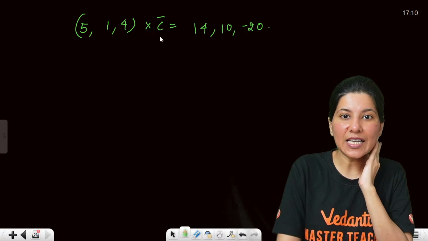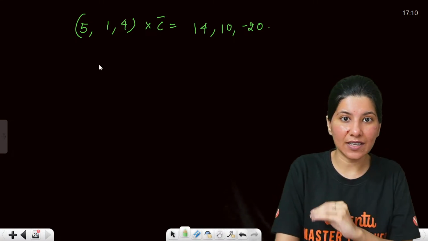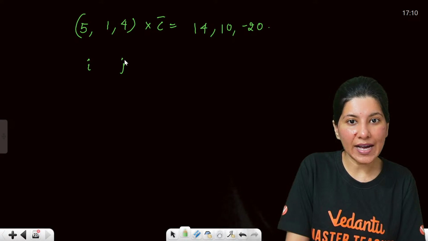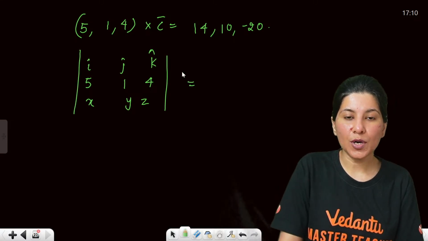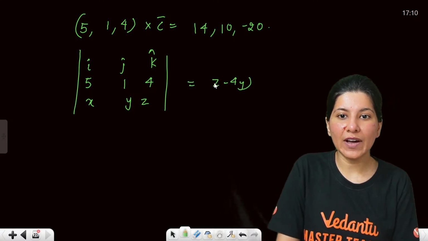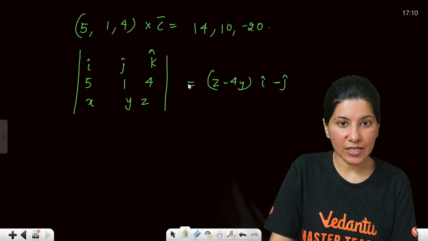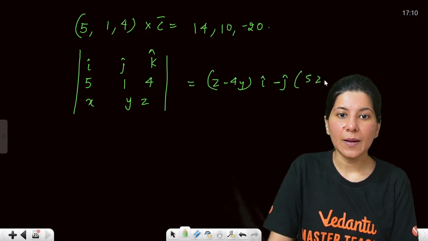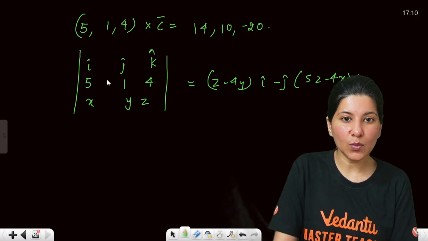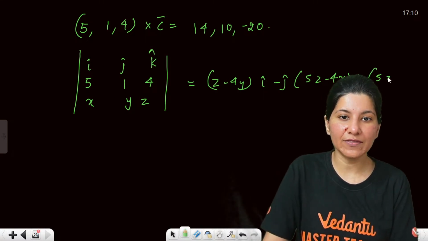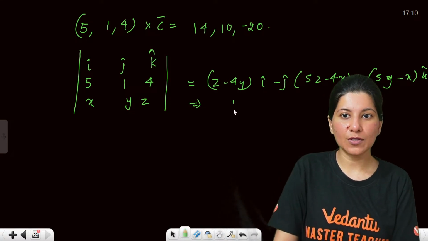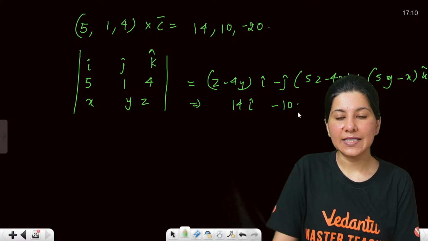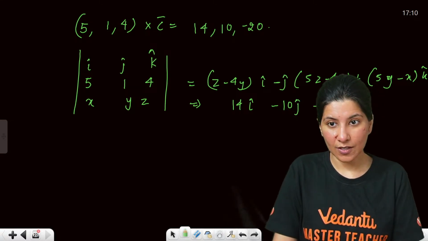So I will be taking the c vector as x, y, z. So now the left hand side will become i, j, k, 5, 1, 4, x, y, z. This will be what? Tell me. So z minus 4y i cap minus j cap. This is going to be 5z minus 4x. So equation solving is what we need to do. 5y minus x k cap. Correct? So this is 14 i cap minus 10 j cap minus 20 k cap.